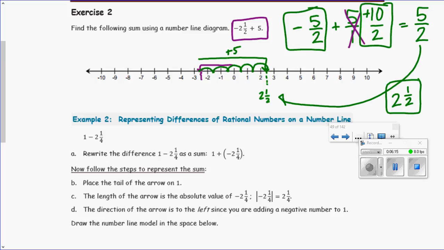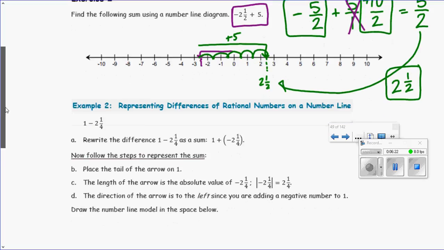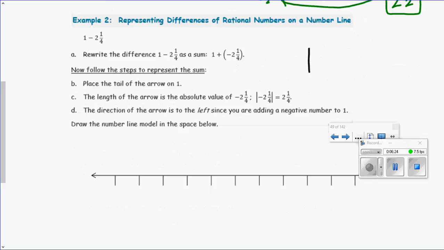Now let's work on example 2, 1 minus 2.25. So part A already tells you that we need to rewrite it. When you have a problem like 1 minus 2.25, you have to add the opposite. So you have to change two things. That's why it's 1 plus negative 2.25 right here. Okay, so we're going to place the tail of the arrow on the 1.